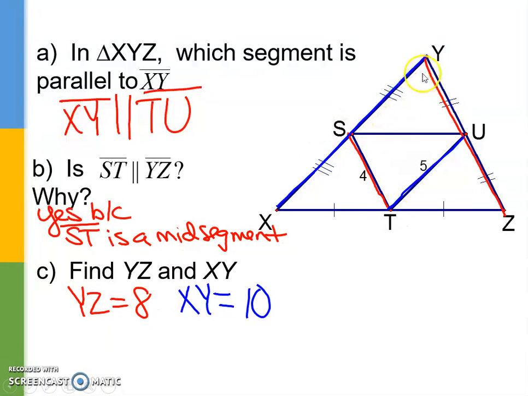And then find YZ. So YZ right here is 4 times 2 because these are parallel. This is a midsegment. So it's double, 8. And then XY is 5 times 2 because you see those blue lines, 5 times 2, that's a midsegment. So XY is 10. So you can write YZ is 8, XY is 10. So look at the color. Those are parallel and midsegments.